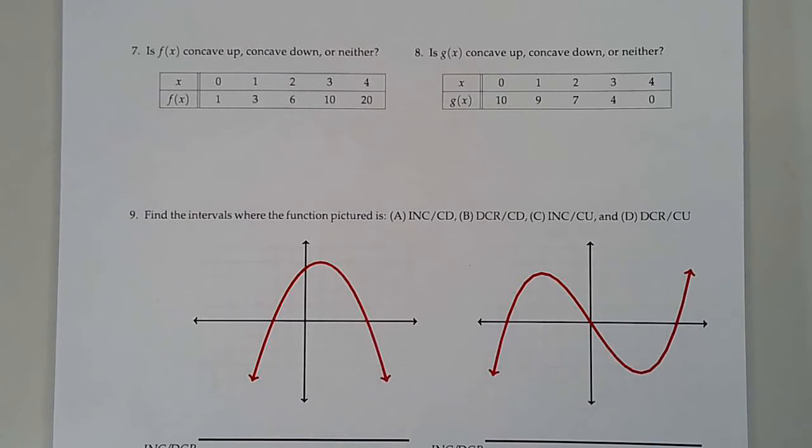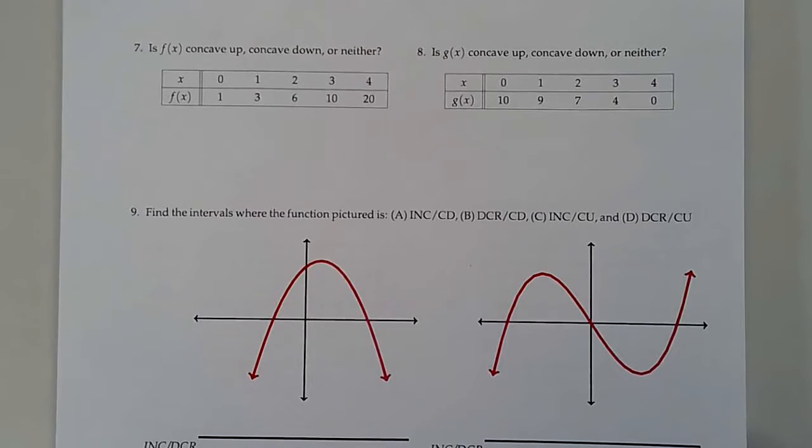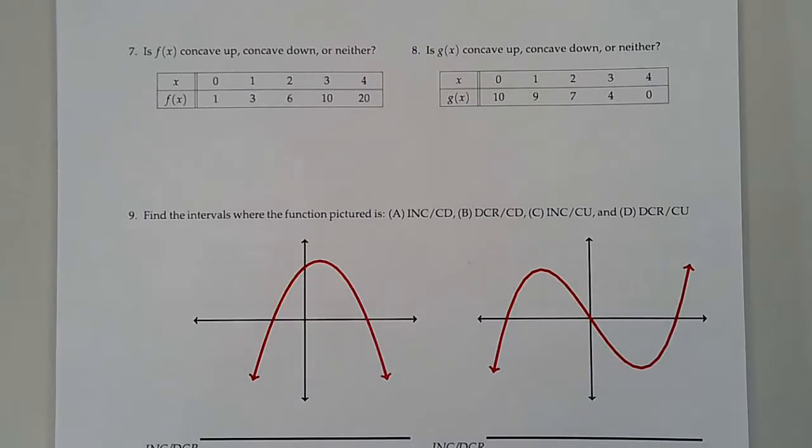Now that we've looked at concavity, I want you to try a couple of problems here. Start with 7 and 8. You have a table that represents two different functions, and you want to decide based on the table, is it concave up, concave down, or neither? And you want to show some work to support your conclusion.